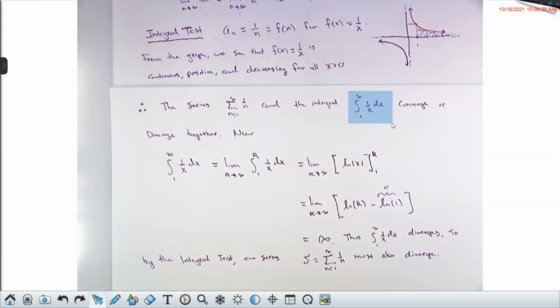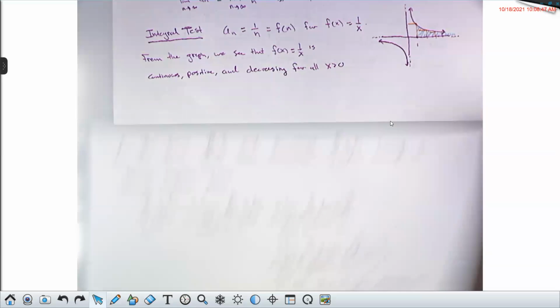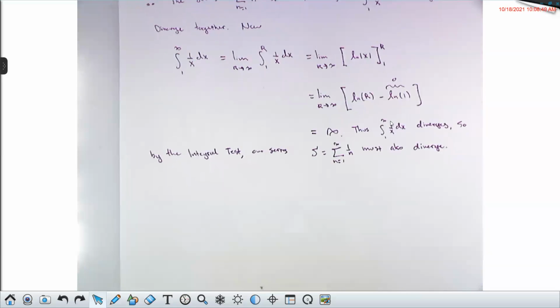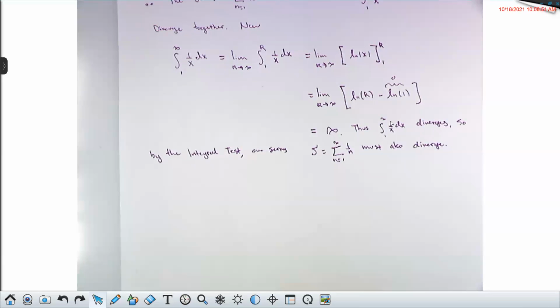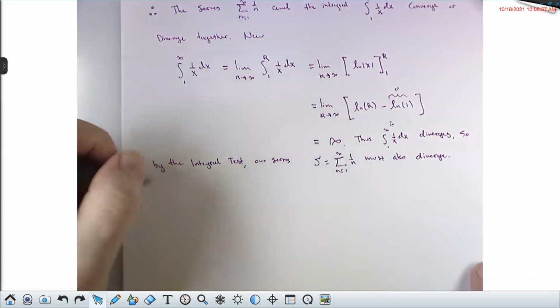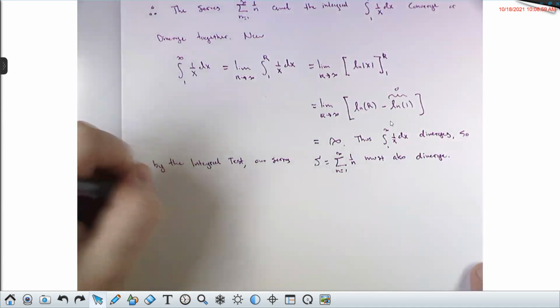It's a p integral. This is a p integral with p equal to 1. So what we're about to discover is a relationship between that big family of integrals called p integrals and a big family of series called p series. This is a definition.